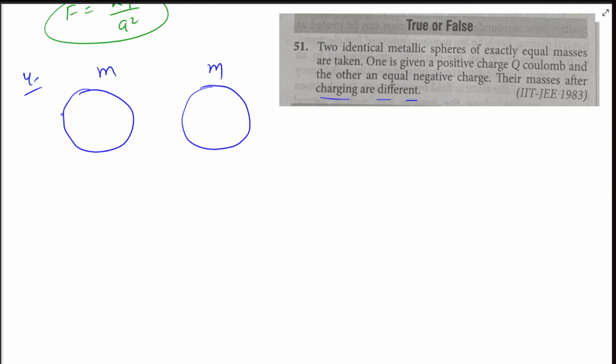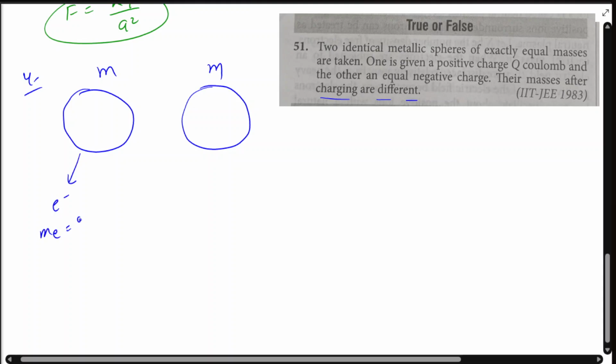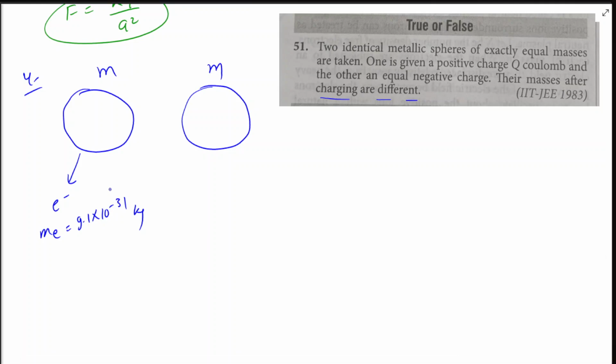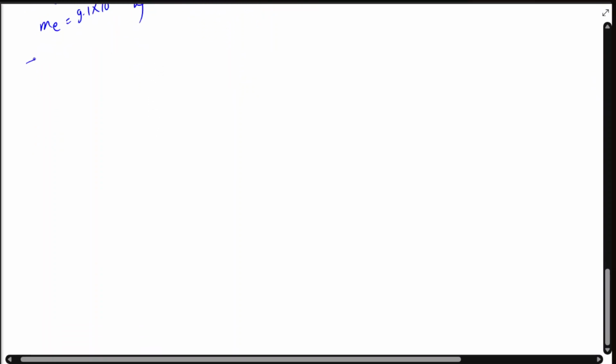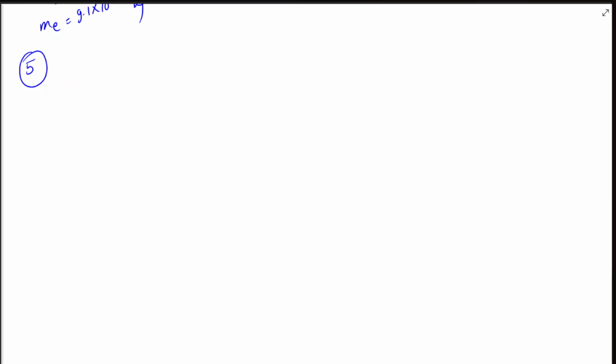So how will we give it positive? We have to take out electrons. And we know the mass of an electron is 9.1 into 10 raised to power minus 31 kg, right? So it will have m minus delta m. And if I have to give it a negative charge, I have to give electrons to it. So it will have m plus delta m, right? So both have different masses. So that's a true statement. It's an easy question, of course. Let's move on to our next question.